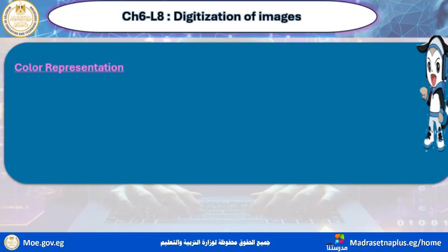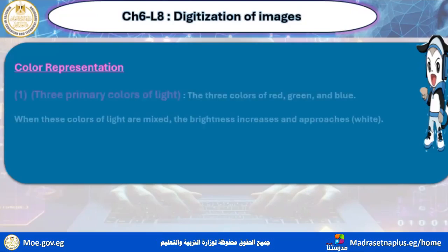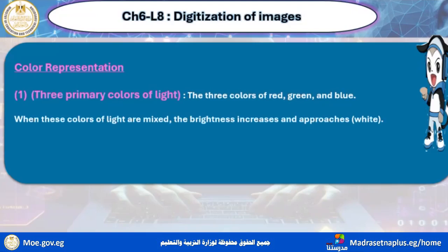Now let's see how colors can be represented. We have many methods. The first one is the three primary colors of light. The three primary colors of light are red, green, and blue. When we mix these colors, the brightness increases and approaches white.